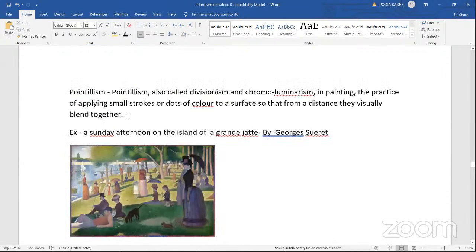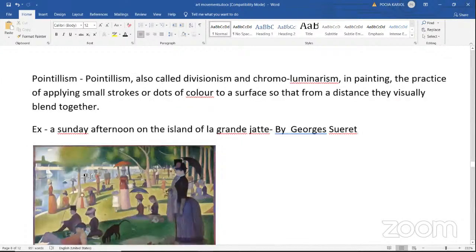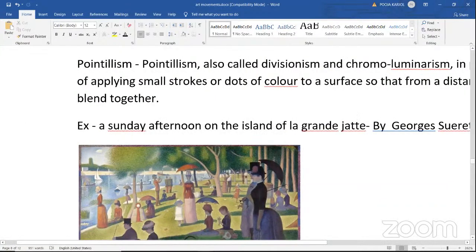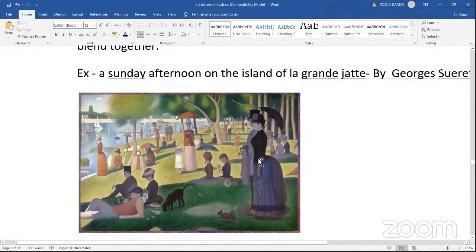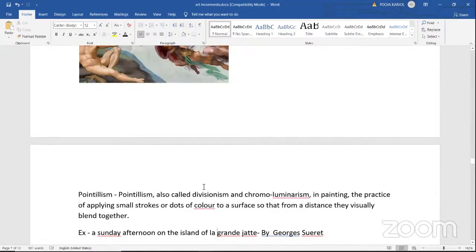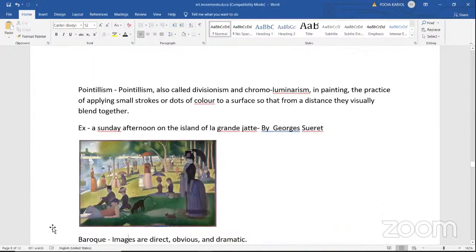Pointillism. This one I wanted to tell you guys. What does pointillism mean? Do you guys know? Pointillism essentially means, zoom in and we'll see that it is a collection of fine points forming a painting. It is the practice of applying small strokes or dots of color to a surface so that from a distance they visually blend together. They're asked in one of the papers, I think. This is A Sunday Afternoon on the Island of La Grande Jatte.